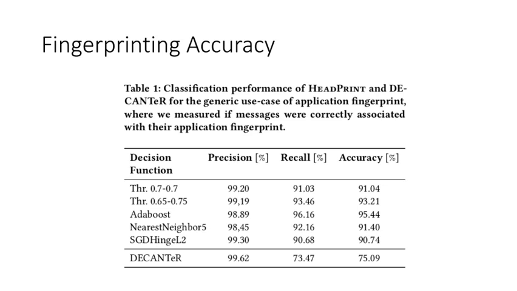The precision is quite high for all the decision functions, also for Decanter. Actually, Decanter is slightly higher. What that means is that Decanter makes fewer mistakes in assigning the message to the correct fingerprint. So in some cases, HeadPrint finds a match but assigns it to another fingerprint. In the case of low recall, it simply does not find any match.